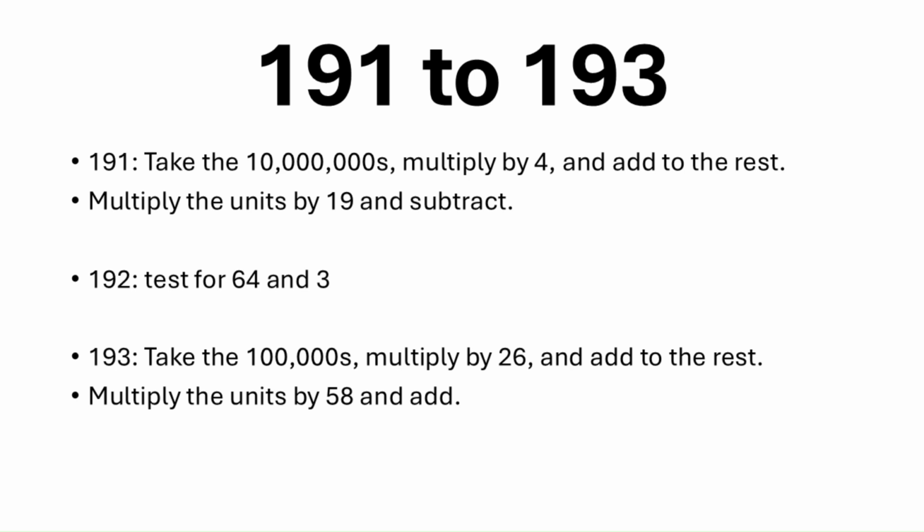193, take the 100,000s, multiply by 26, and add to the rest. Multiply the units by 58 and add.